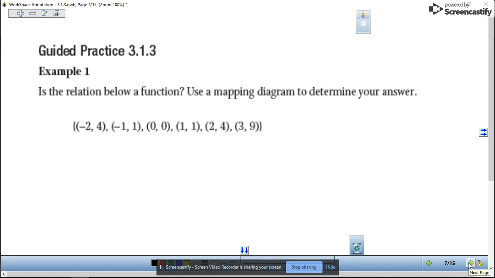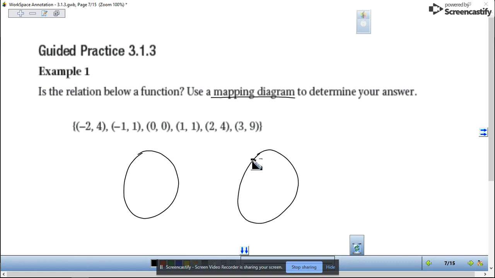All right, example 1: is the relation a function? Use a mapping diagram to determine your answer. All right, so it says use a mapping diagram. The mapping is going to be when you set up your inputs and your outputs and you draw arrows. Okay, so this is your x's, your y's. All right, so I have -2, -1, 0, 1, 2, and 3.